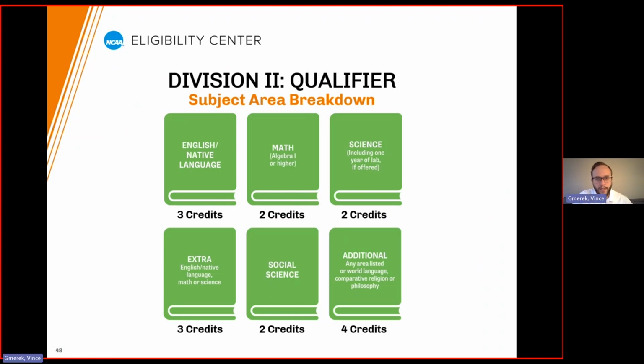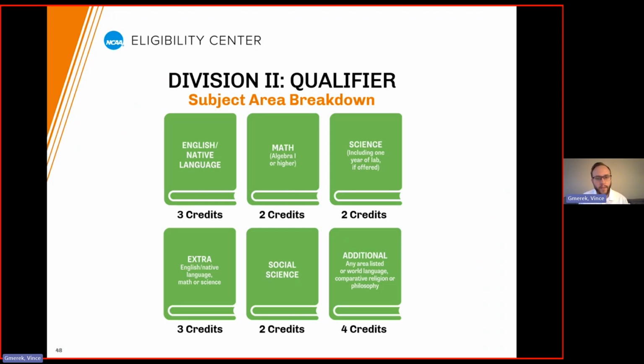Now, if you were to compare these requirements directly to the Division I requirements, you'll notice that most of the credits are the same. The main difference is that Division I has some additional specific requirements in specific subject areas, whereas Division II is slightly more flexible and has a little bit more available crediting in the additional and extra English, math, or native language or science departments.